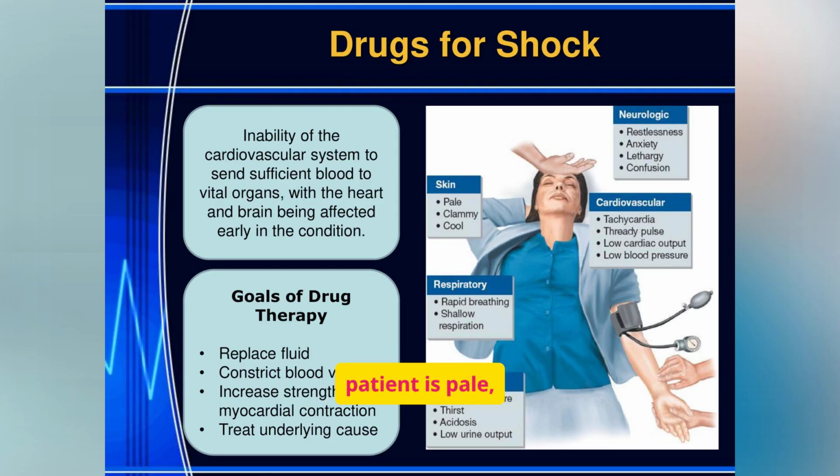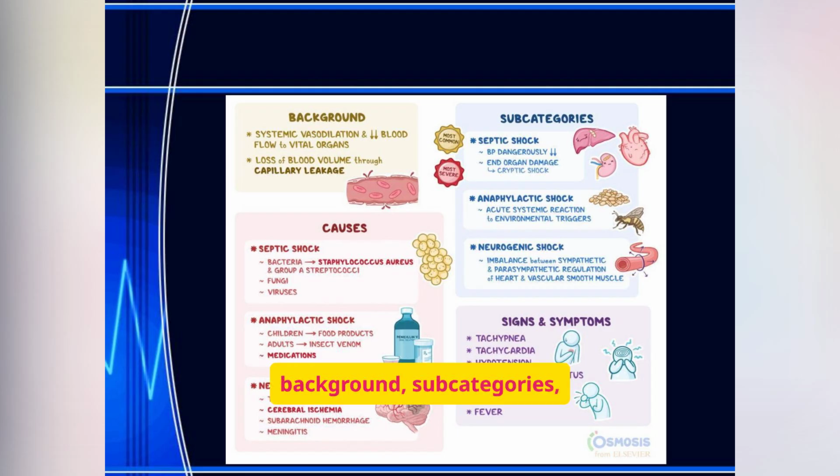Your patient is pale, cold, hypotensive, and tachycardic. What do you suspect? Hint: starts with S. We'll explore the background, subcategories, causes, and signs and symptoms of shock. Low BP, high HR, confusion, cold, clammy skin, weak pulses.